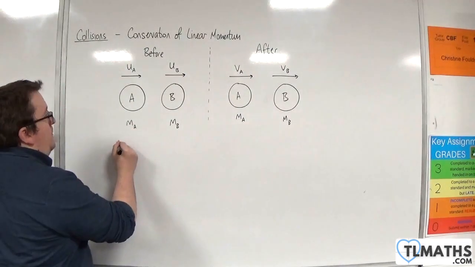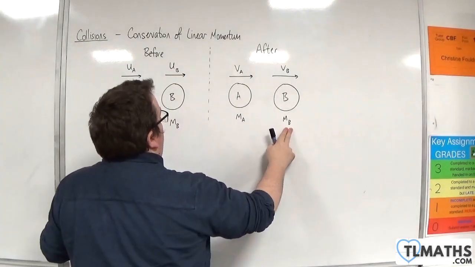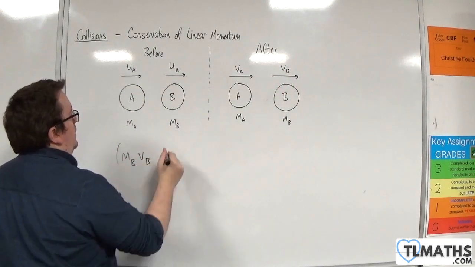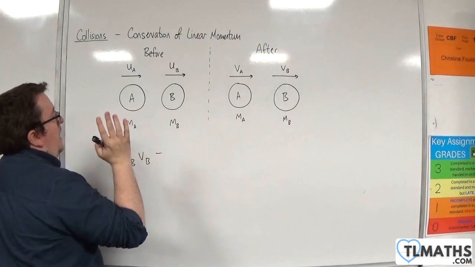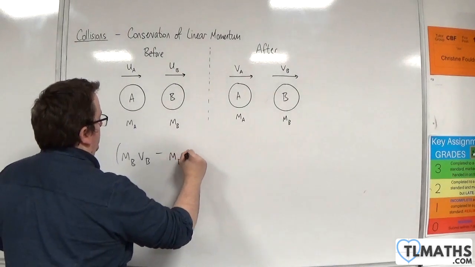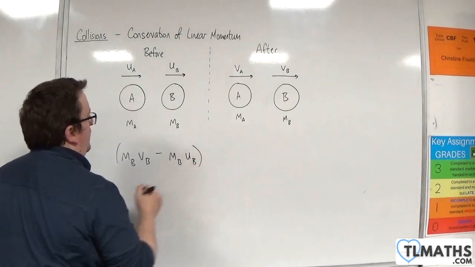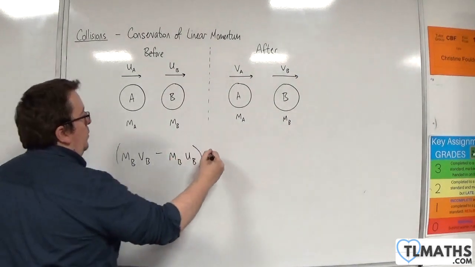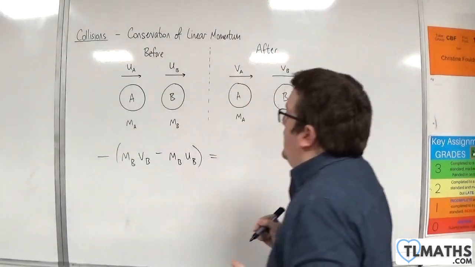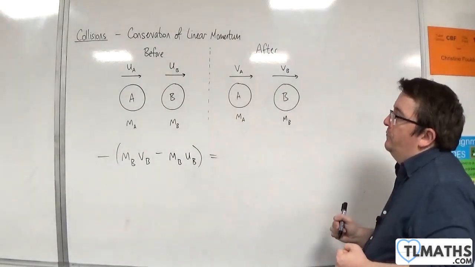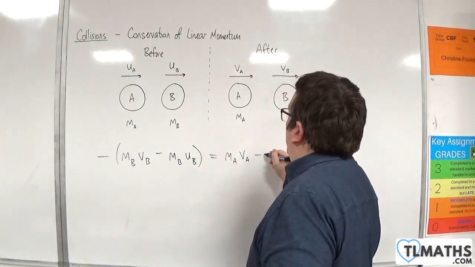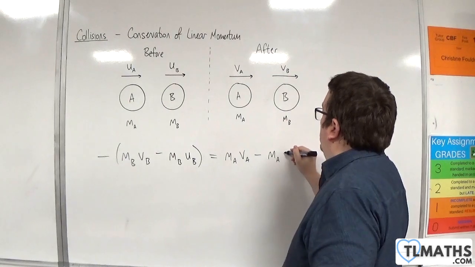So the change in momentum for B would be MB times VB, take away MB times UB. Okay, now that's got to be equal and opposite, so I'll stick a minus sign out the front, to the impulse of A, which will be MA times VA, take away MA times UA.